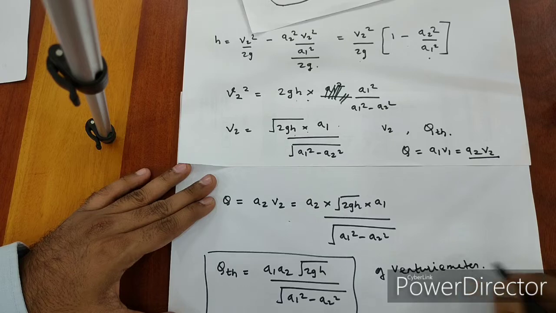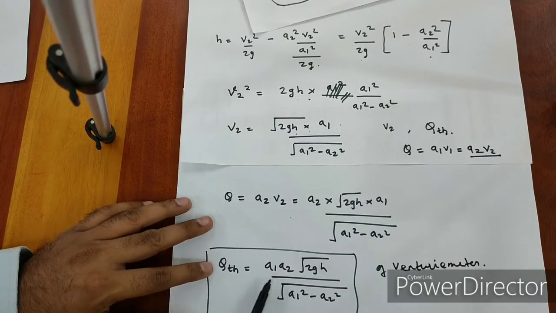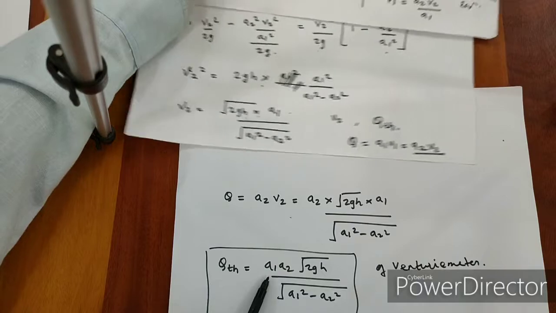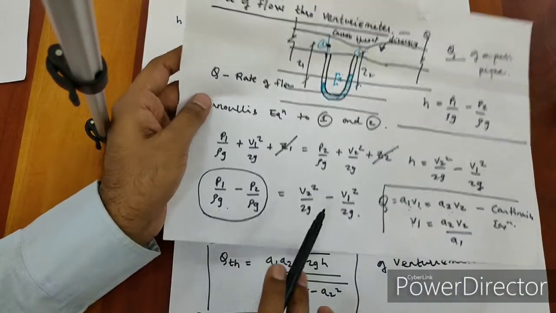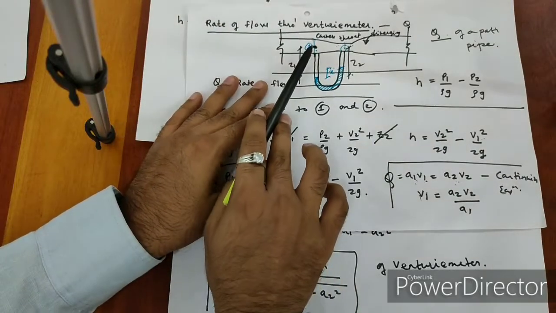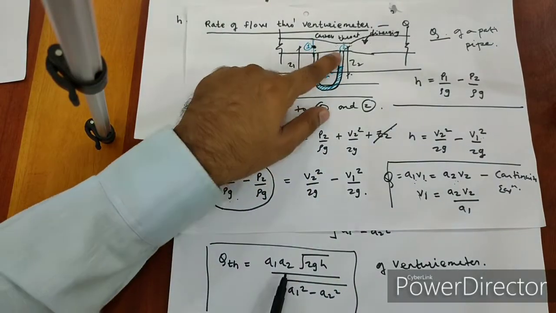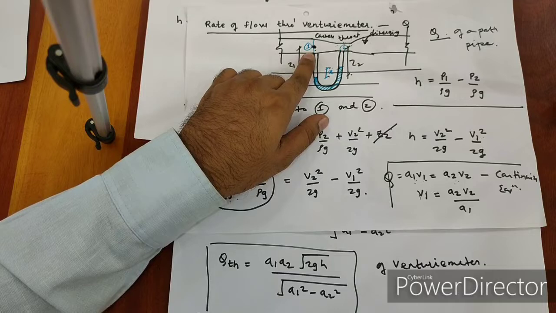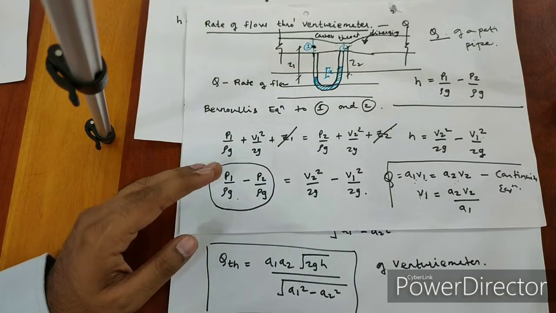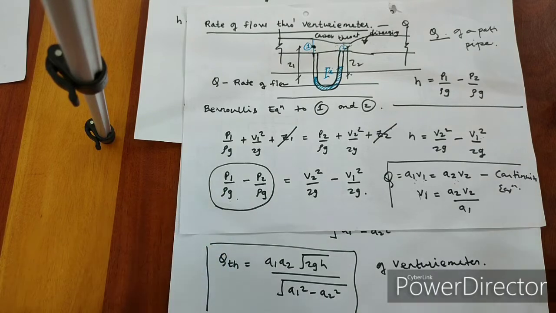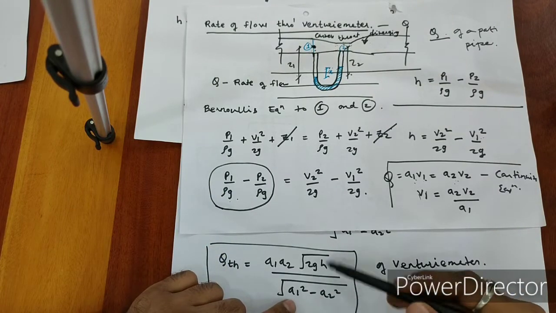So this is the derivation. Here we will see what is A1. A1 is area at the inlet. A2 is area of the throat. The diameter of the inlet and the diameter of the throat will be given to you. From the diameter you can find A1 and A2.